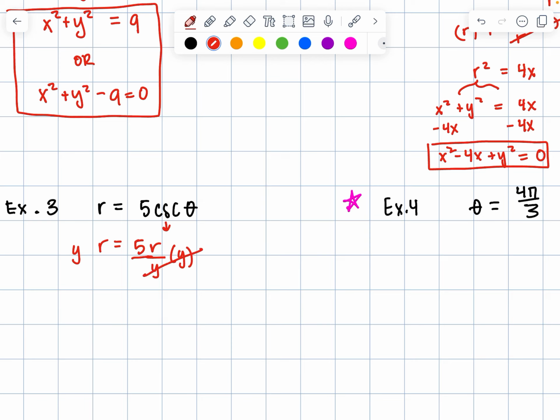You're going to see what happens. Well, let me rephrase that. We're not going to solve for y, but it's going to end up being y. We're going to bring y to the left side. We get y times r is equal to 5r.